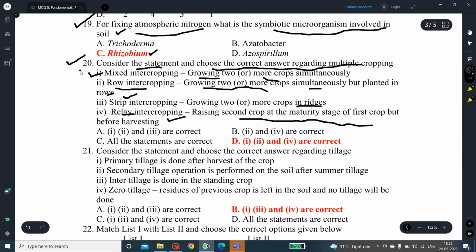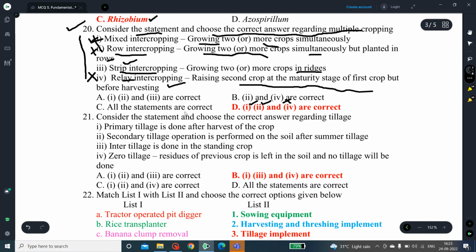Among all the four statements, the statement 1 and the 2 and 4, and these three statements are correct statement. The wrong statement is strip intercropping, that is growing two or more crops in ridges. That is the wrong statement, whereas other three statements are correct statements.